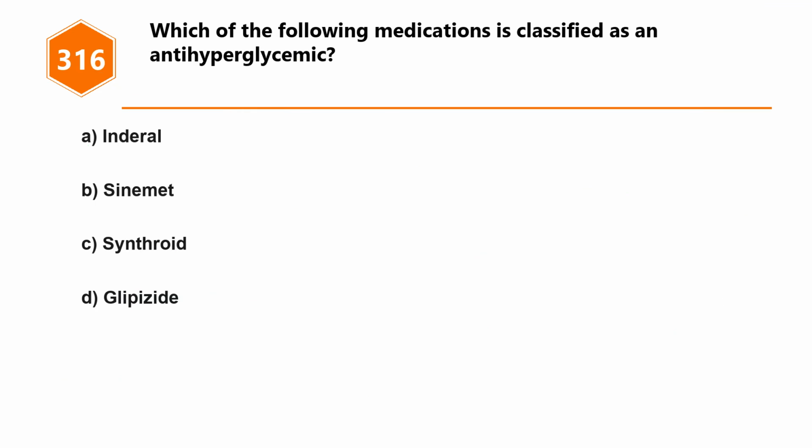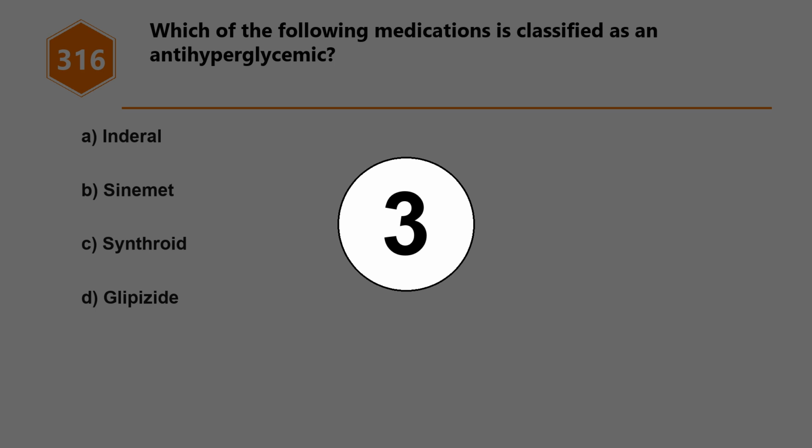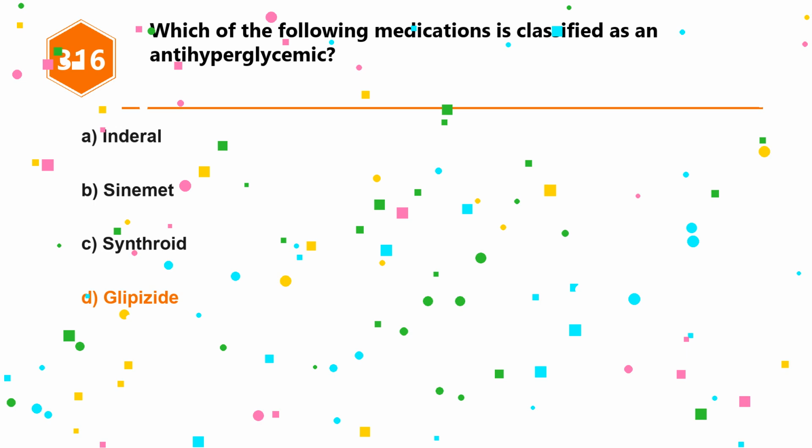Question 316. Which of the following medications is classified as an antihyperglycemic? Option A, Inderal. Option B, Synmet. Option C, Synthroid. Option D, glipizide. The correct answer is option D, glipizide.